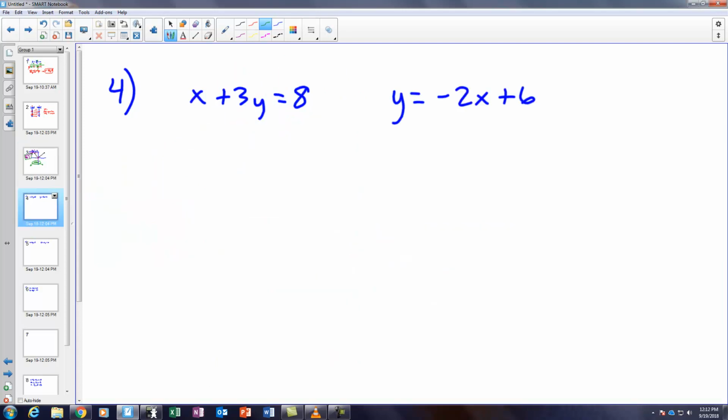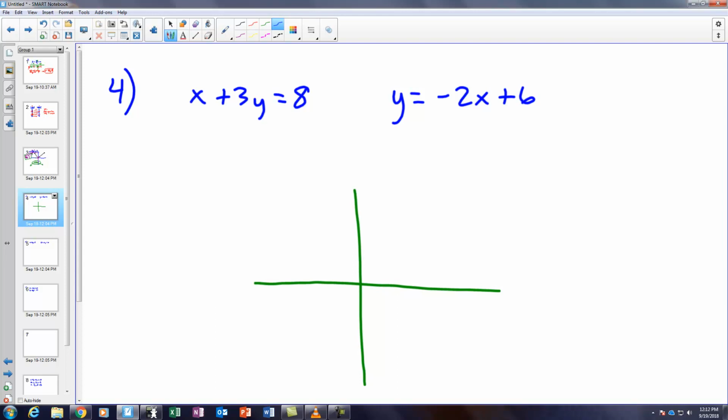Number 4, I know it has the graph of the lines. That won't be there on the test. It'll just be a blank graph. So imagine that it's just that. And your job is to graph and find the solution to the 2 lines.